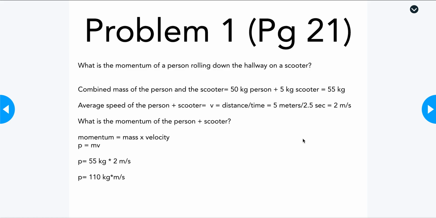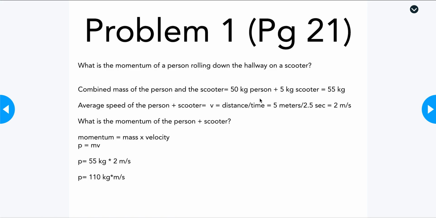All right, let's take a peek at problem number 1 on page 21 of your packet. The problem is, what is the momentum of a person rolling down the hallway on a scooter? In order to find momentum, we need two pieces of information: mass and velocity. If a person is on a scooter, we need to consider the mass of both the person and the scooter. We have a 50 kilogram person and a 5 kilogram scooter. So we add their masses together and we get a total mass of 55 kilograms for the object that is moving down the hall.